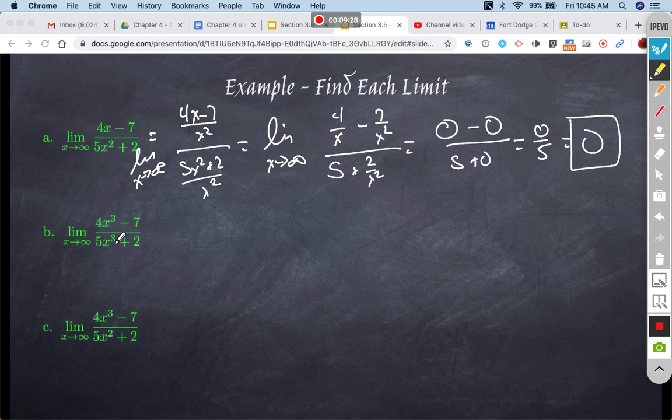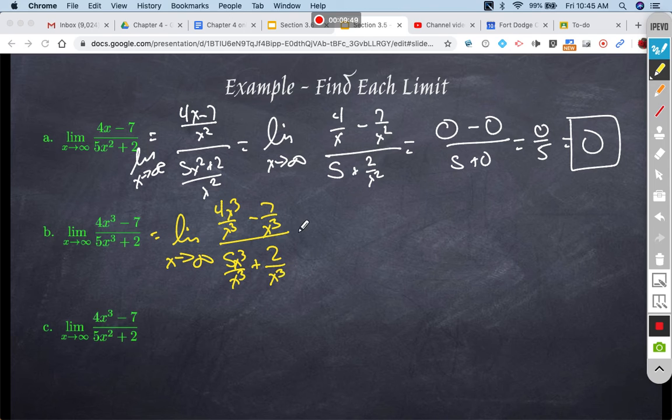Next one, we see the highest power is x to the third. So we go the limit as x approaches infinity of 4x to the third over x to the third minus 7 over x to the third. This is the type of work I'm expecting to see on your homework for this and on the quiz over this section when we do that. So I am expecting to see a little bit of this.